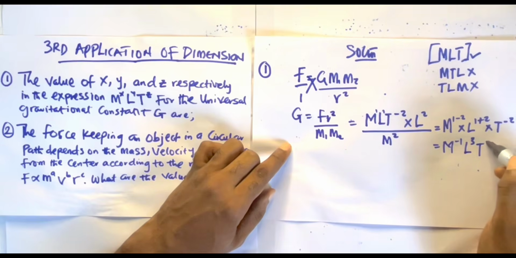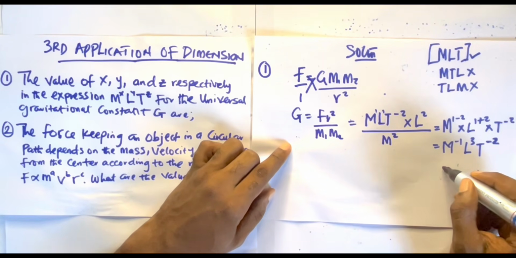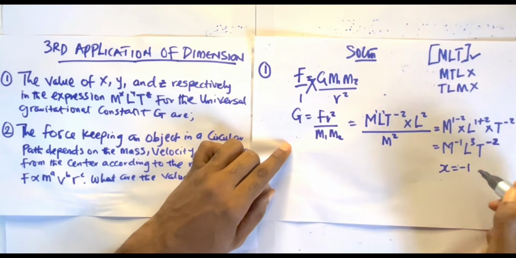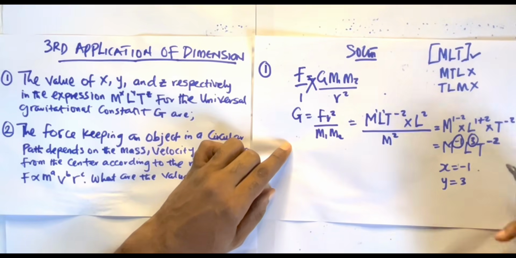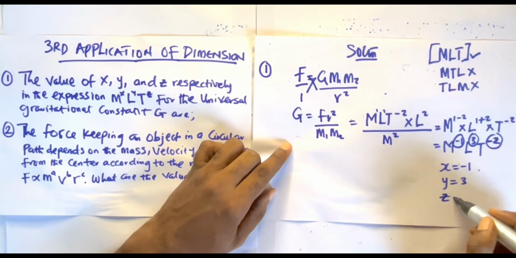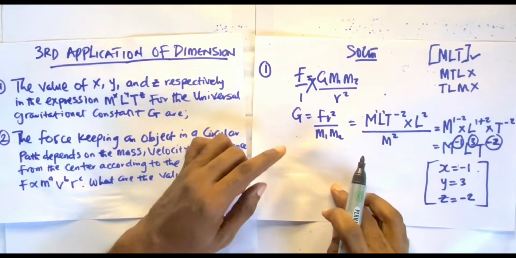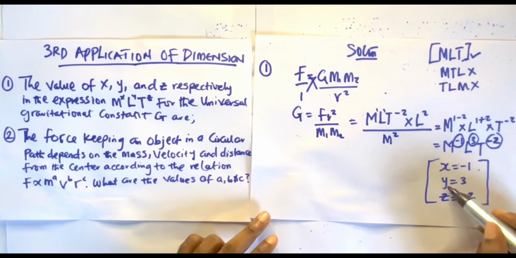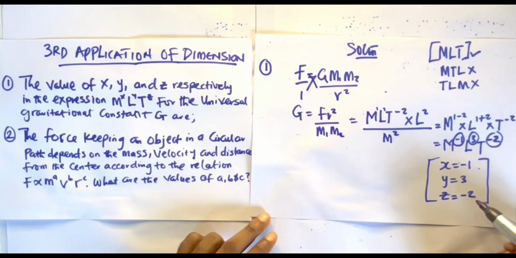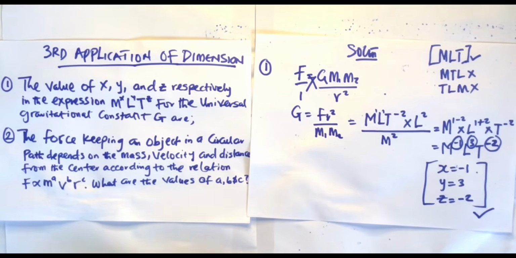L3, T minus 2. So therefore, my x is equal to minus 1, my y is equal to 3, which are these powers here, and my z is equal to what? Minus 2. So that is the value for x, y, and z in this problem. So that's for question number 1. The answer will be x is equal to minus 1, y is equal to 3, and z is equal to what? Minus 2. So you have gotten the correct value for x, y, and z in gravitational constant.